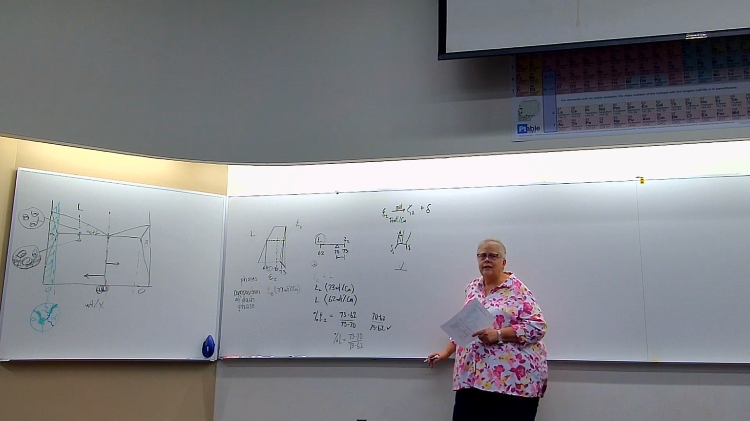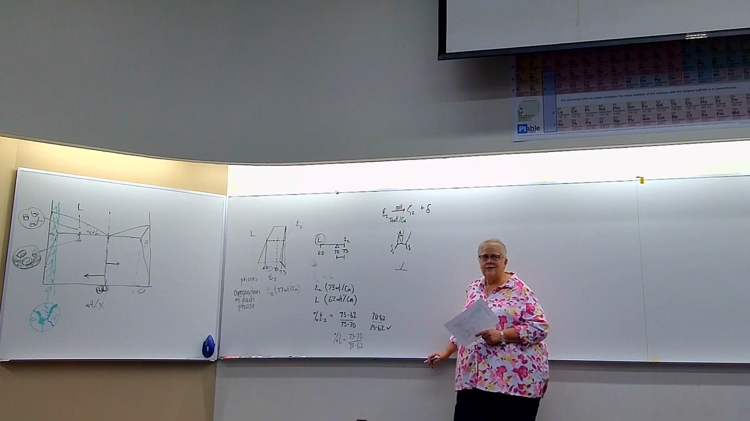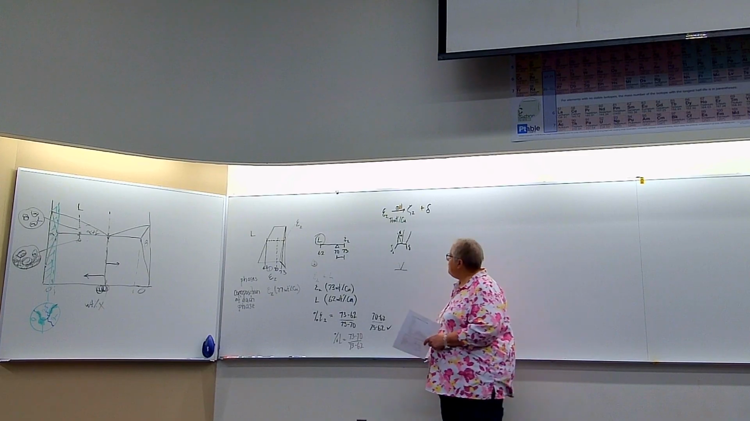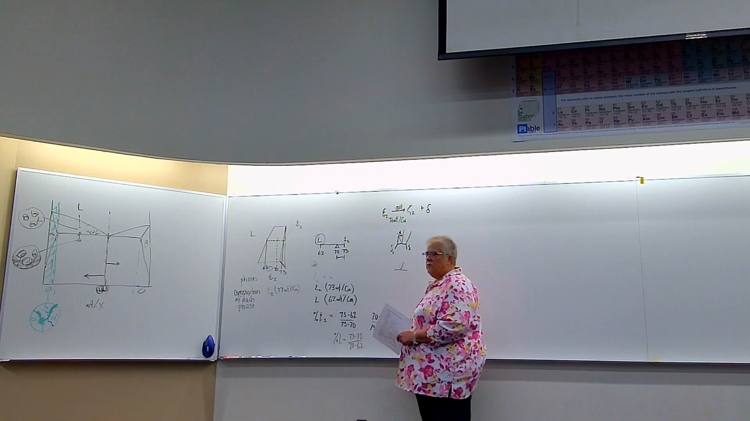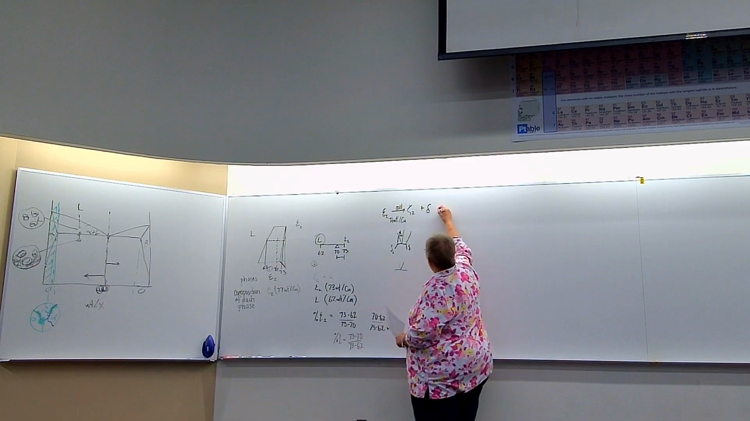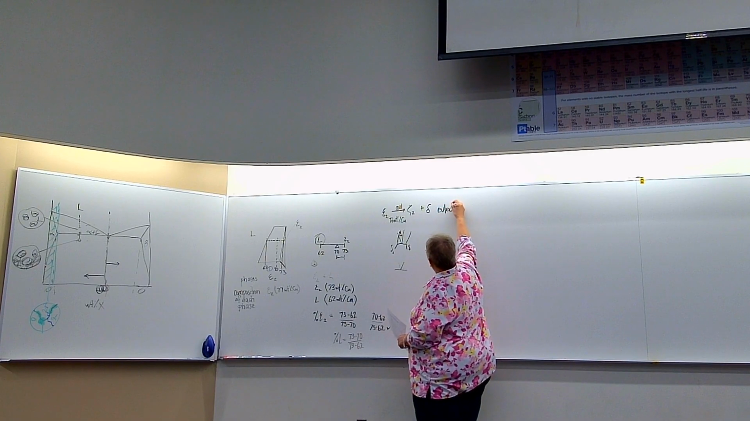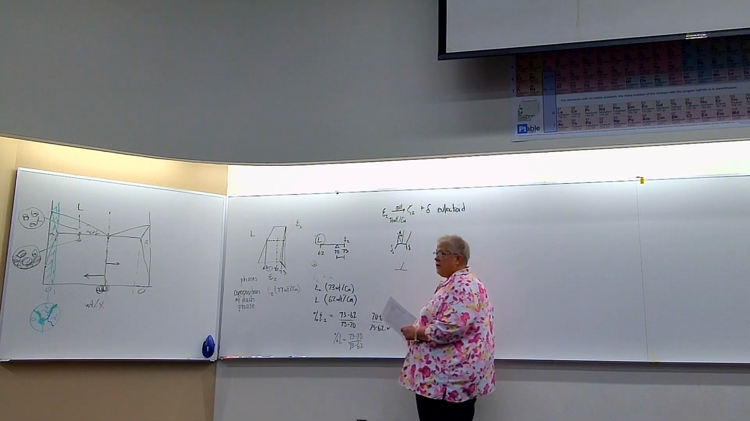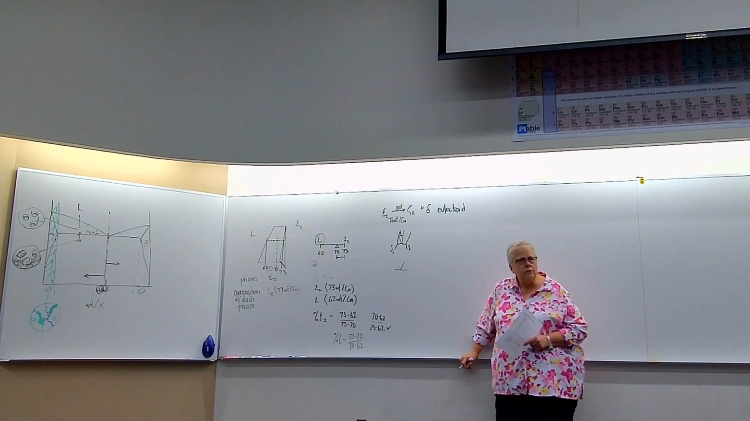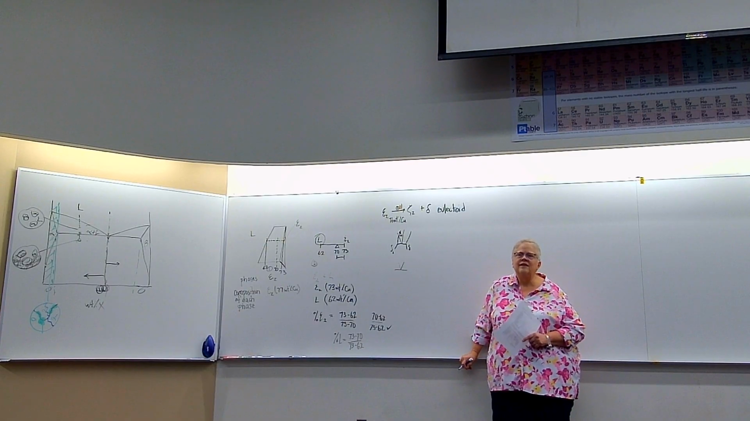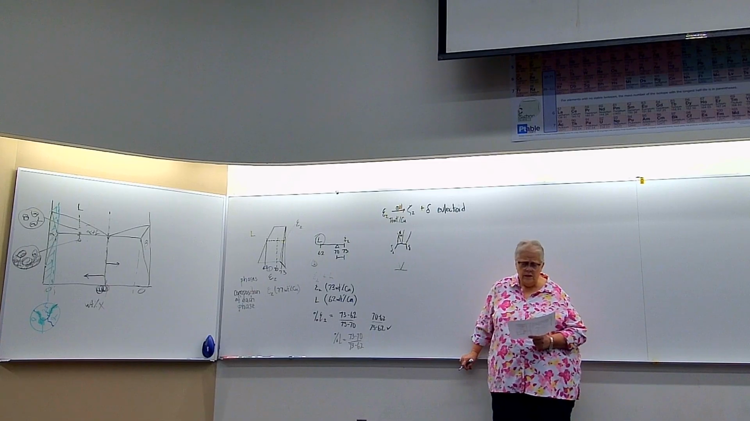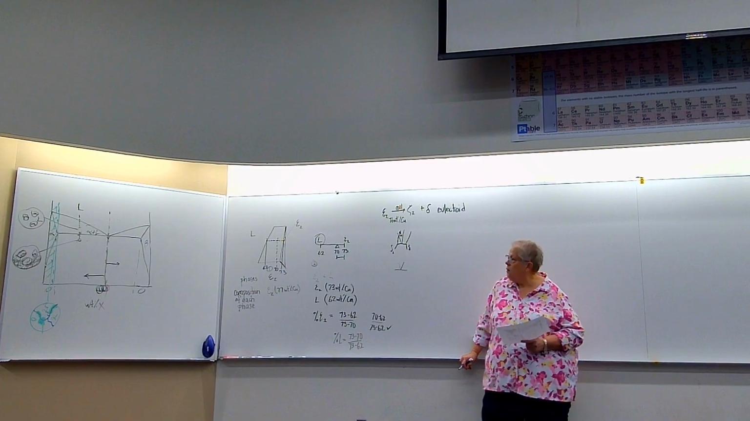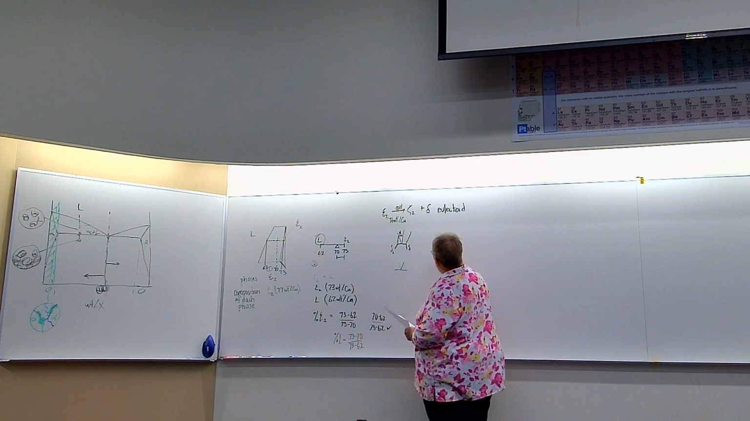Ah, no, wait, it's only a eutectic if it's a liquid going to two solids, right? In this case, I got a solid going to two solids. So it's like a eutectic, it's called a eutectoid. So eutectic is a liquid going to two solids, and a eutectoid is a solid going to two solids. Let's see, are there any other eutectics? Yeah, there's a good one. All right, this is a eutectoid.